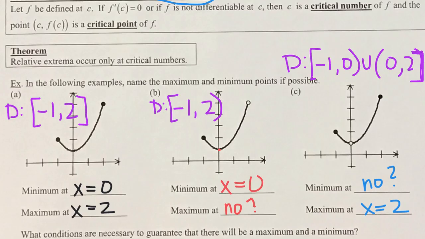So it looks like we can say what conditions are necessary to guarantee a maximum. We have to have our endpoints. Well, let's not say that. There's a better word for it, and it begins with C.